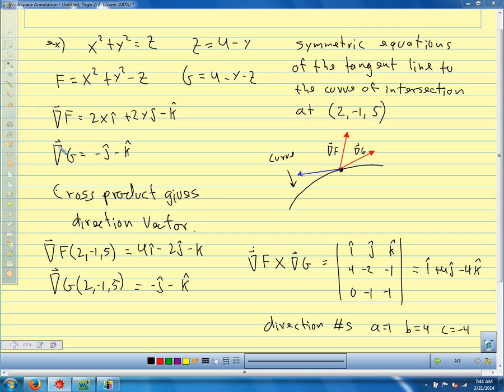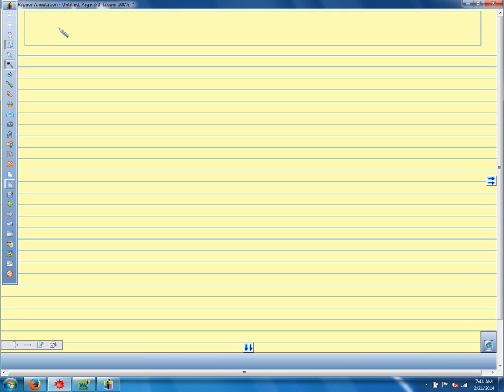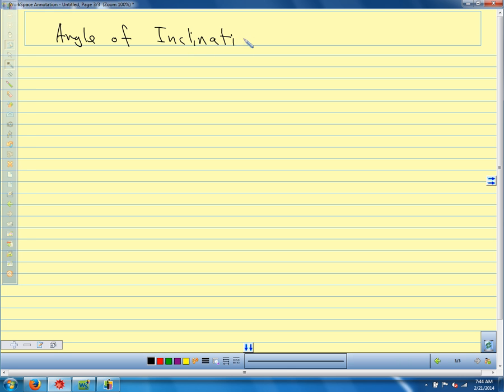All right, another thing that our gradient as a normal vector lets us talk about is what we call the angle of inclination. So angle of inclination is a way of talking about how slanted a plane is.